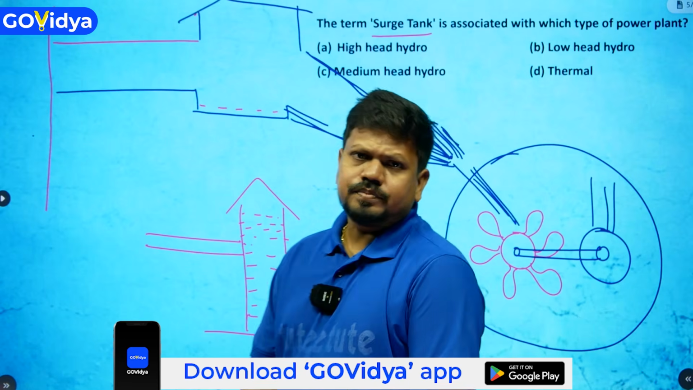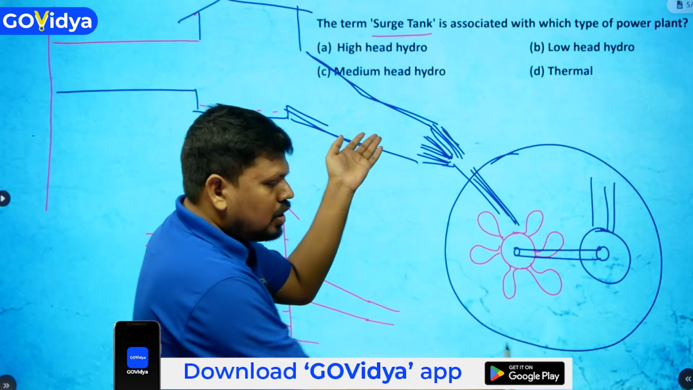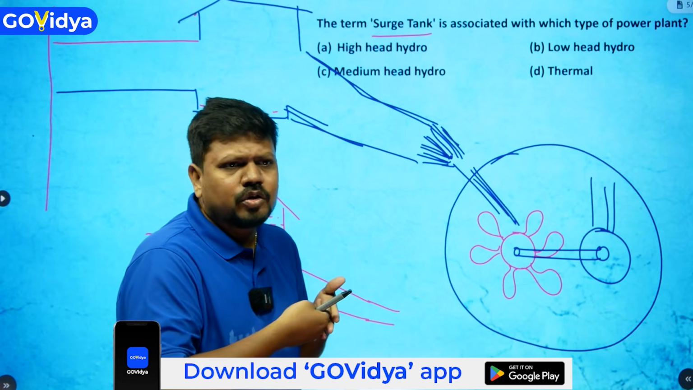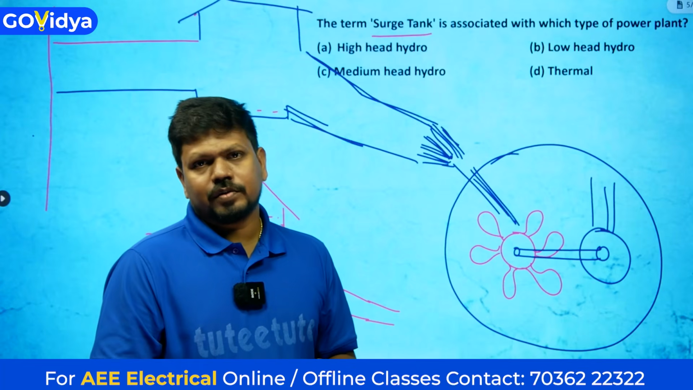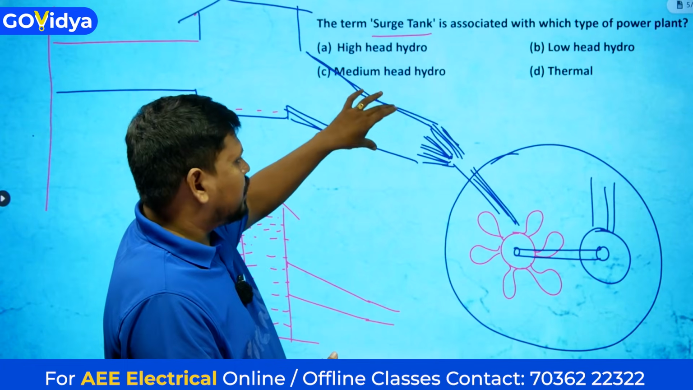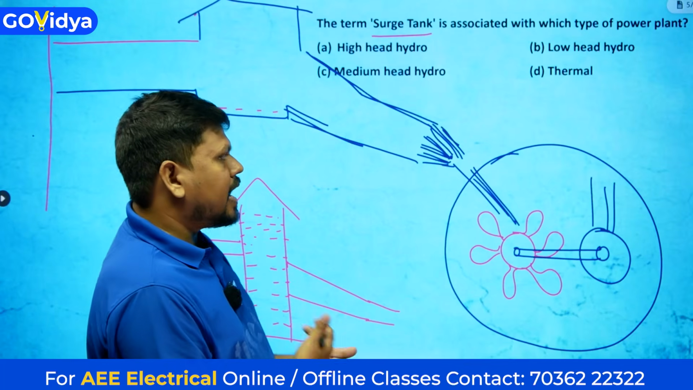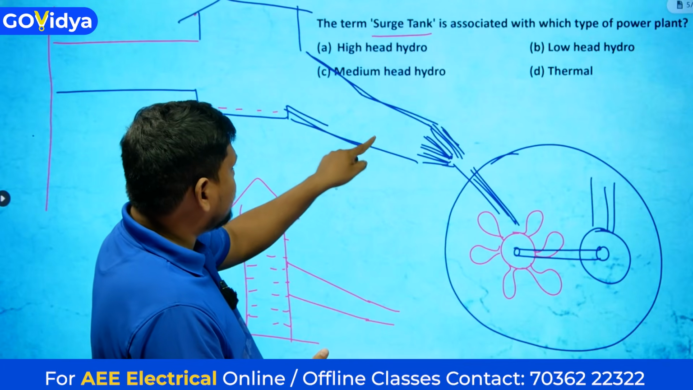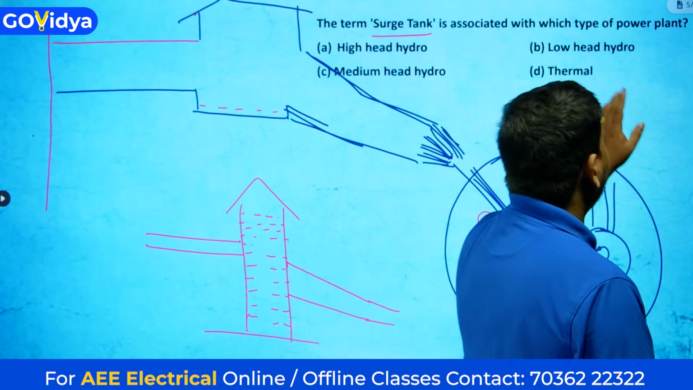Whatever water is coming on this penstock in the positive direction and also in the negative direction, that means it is hitting back. This kind of effect is called the water hammer effect. Because of that, the penstock may break. So the water hammer effect is there on the penstock, and it can be avoided by using this surge tank. That's the complete concept of this.